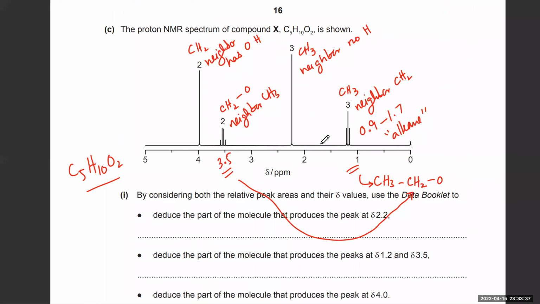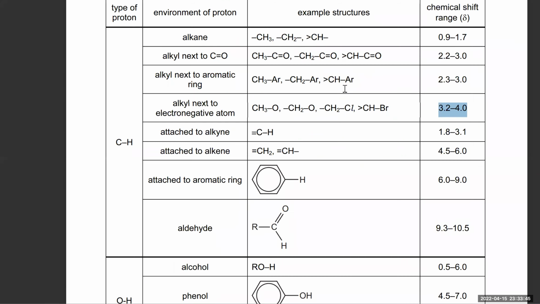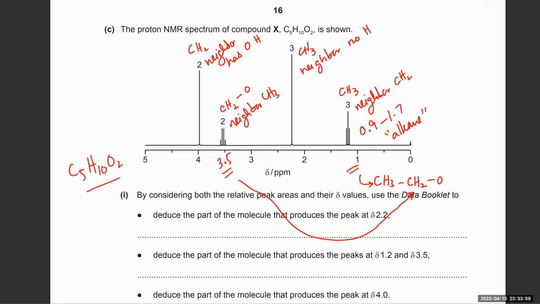As I'm moving on, let's talk about this one. There's a CH3 and it's at 2.2. So I know it's a CH3, and the neighbor has no H atoms, right? So that means it's this one. It's 2.2, right? CH3 next to a C double bond O. And the neighbor has no hydrogen protons. So this neighboring carbon atom has no hydrogen protons, right? So I figured that out as well, that this one is C double bond O. So I know that there's a CH3 and it's right next to a C double bond O.